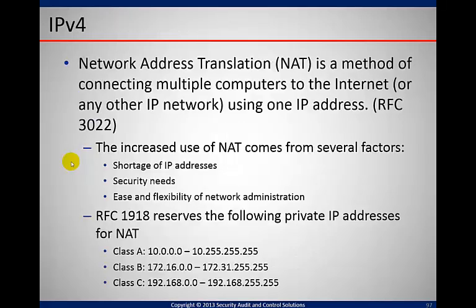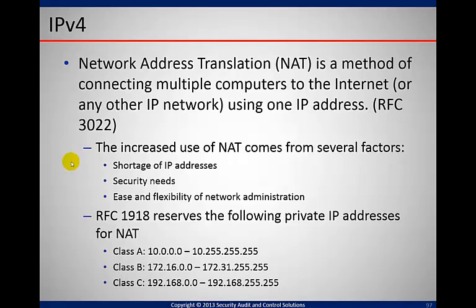IP version 4 is a method for connecting multiple computers, and this is network address translation, to the internet or any other IP network using only one IP address. There is an RFC 3022 if you want to look in detail into it. The increased use of NAT comes from several factors due to the fact that we have a shortage of IP addresses in the world, special security needs, and also ease and flexibility of network administration.